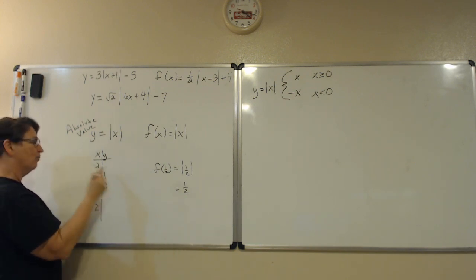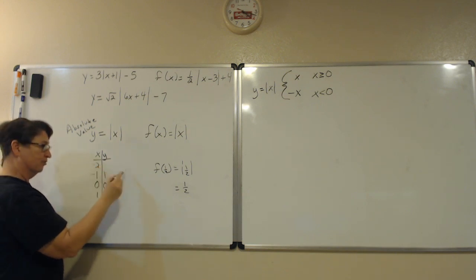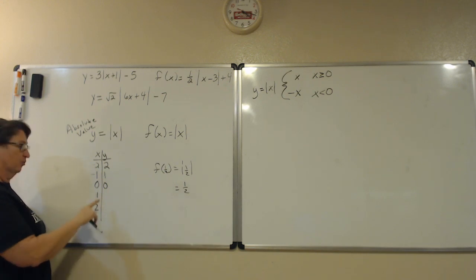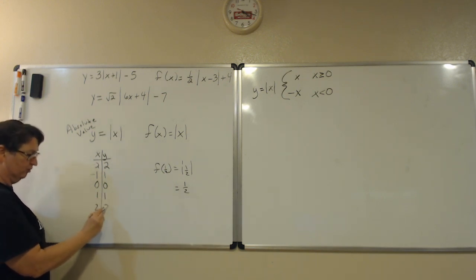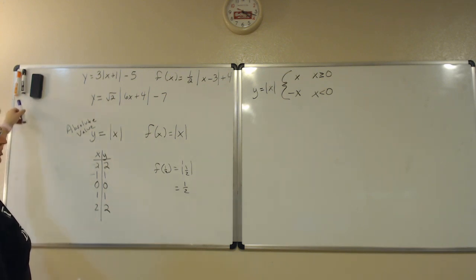And then my output, well, when I put in negative 2, I end up with 2, that's 2 spots away from 0. When I put in 1, I get out 1. When I put in 2, I get out 2. So again, you're going to graph those 5 points of this absolute value function.